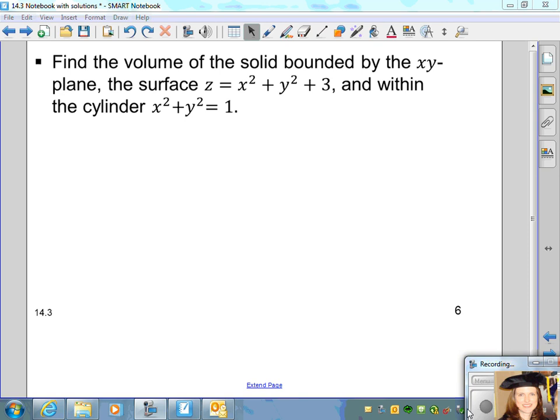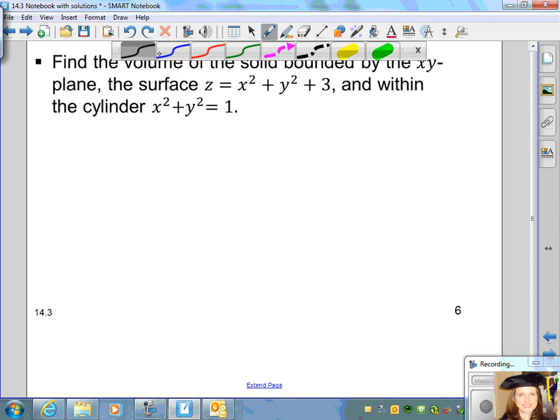Let's find the volume of the solid bounded by the xy plane, the surface z equals x squared plus y squared plus 3, and within the cylinder x squared plus y squared equals 1. Let's do our best to sketch a 3D graph of this.